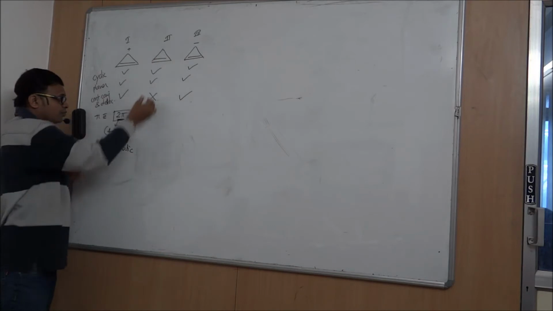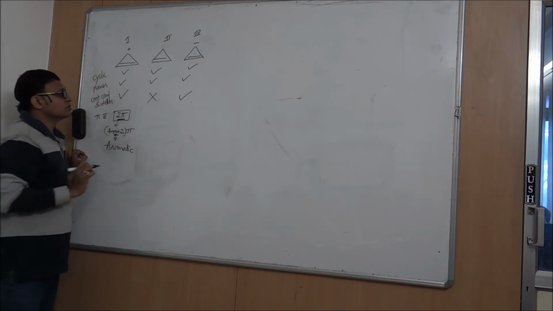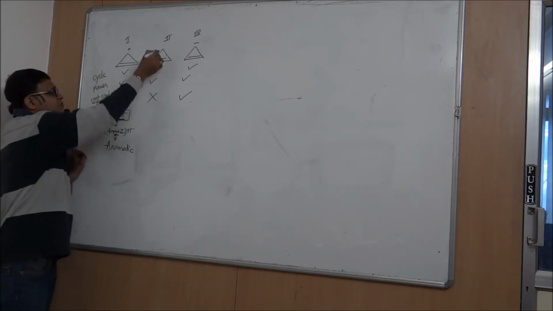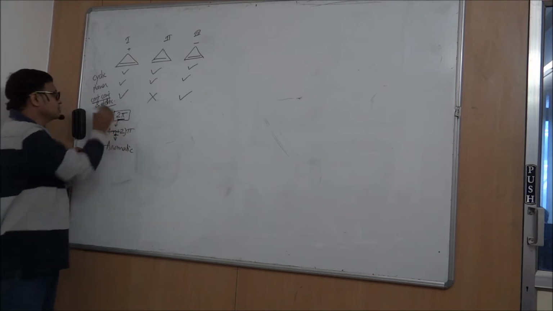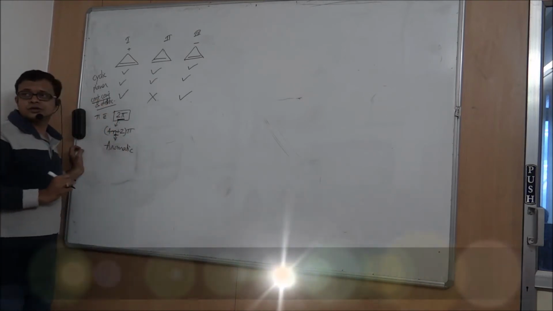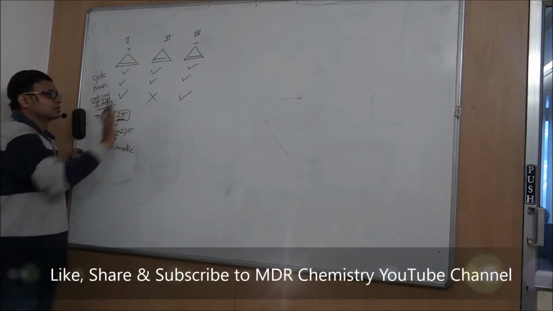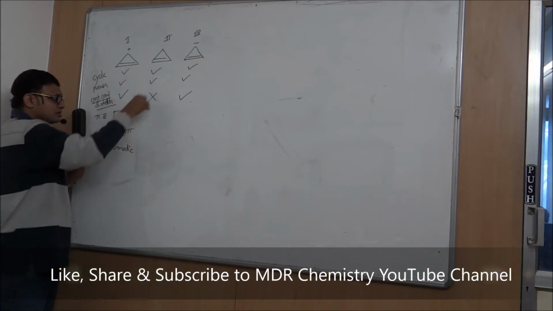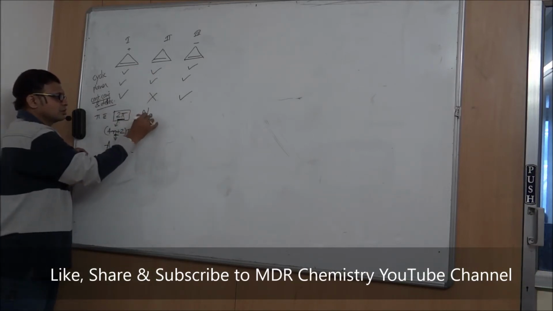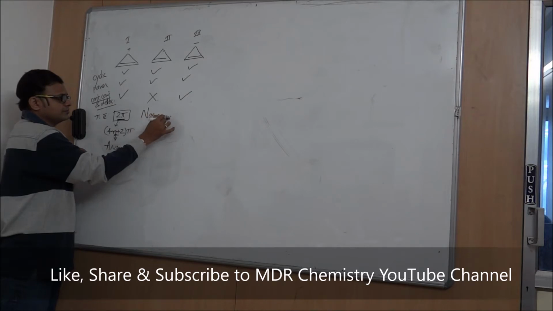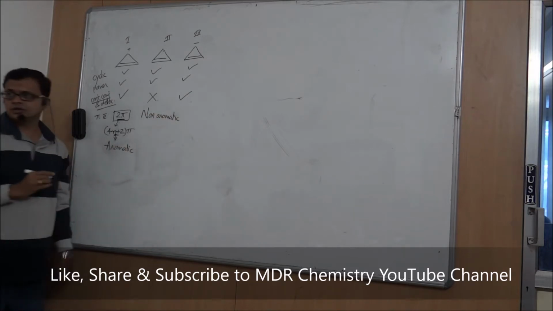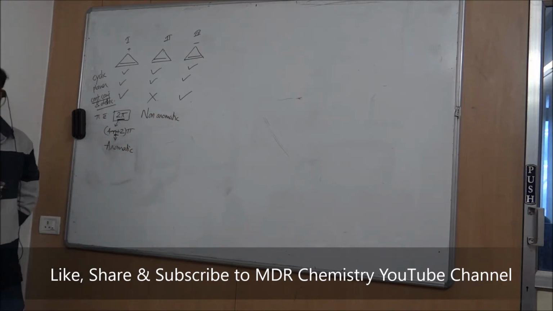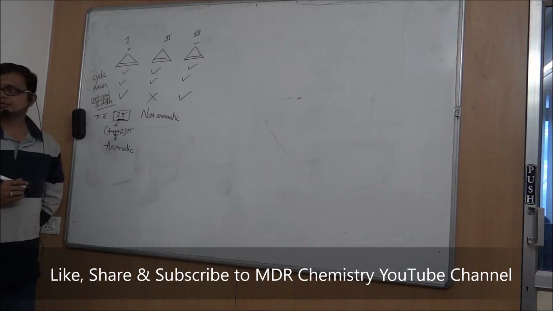In the second one, one rule is disobeyed. Since there is an sp3 hybridized carbon, there is no continuous conjugation or delocalization. No need to check the number of electrons. What is the answer? It is a non-aromatic system.